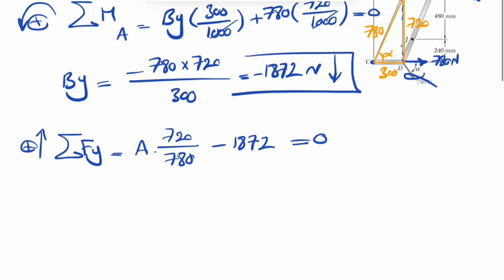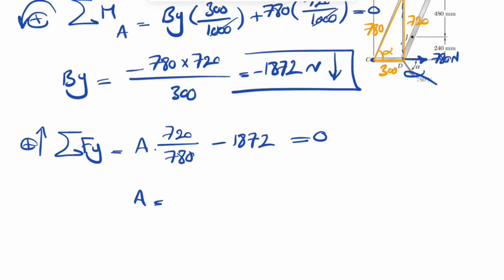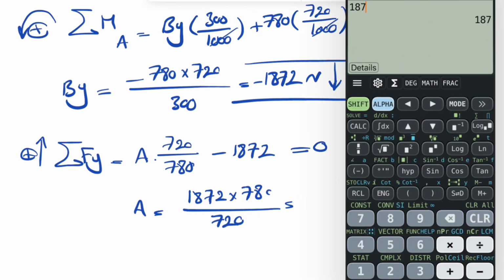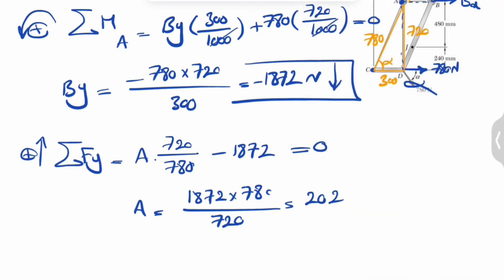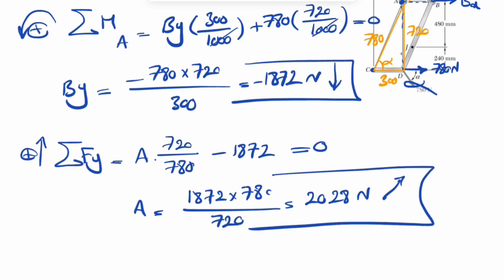Now we can find A, which will be 1872 times 780 divided by 720. So 1872 times 780 divided by 720. That's going to be 2028 newtons, and no negative sign. That shows our A was in a correct direction.